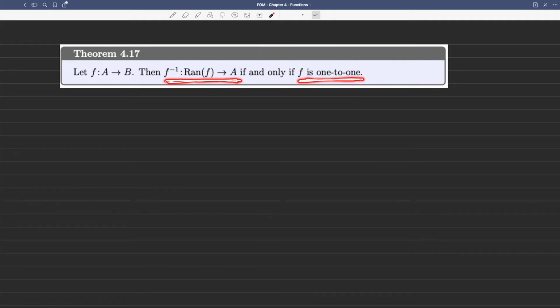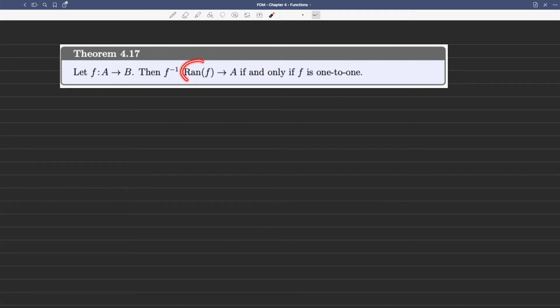If f is 1-to-1, then this happens, but it's an if and only if. So if the inverse is a function like that, then it tells you the original function was 1-to-1. So it goes both ways. That's sort of the minimum you need in order to be able to talk about an inverse as a function.